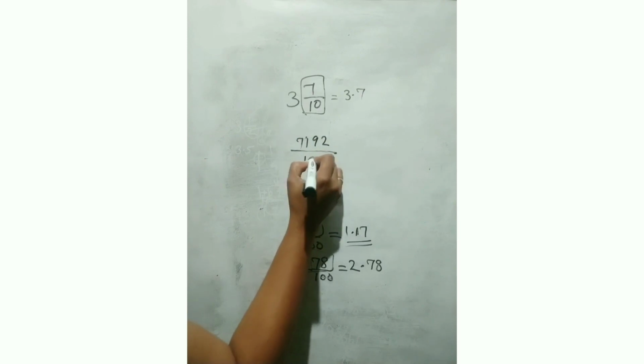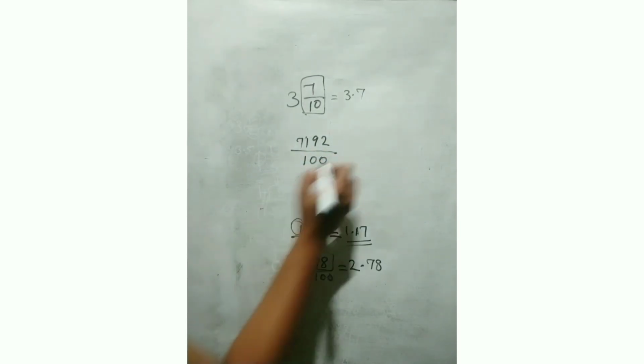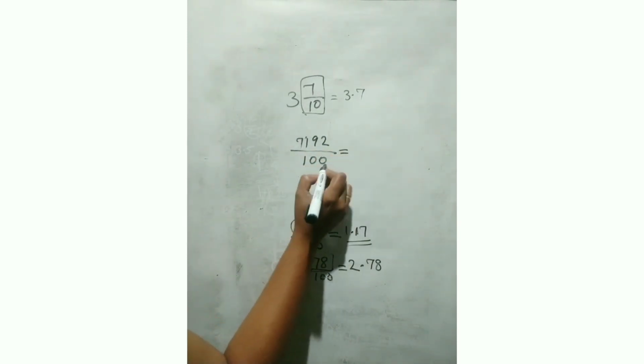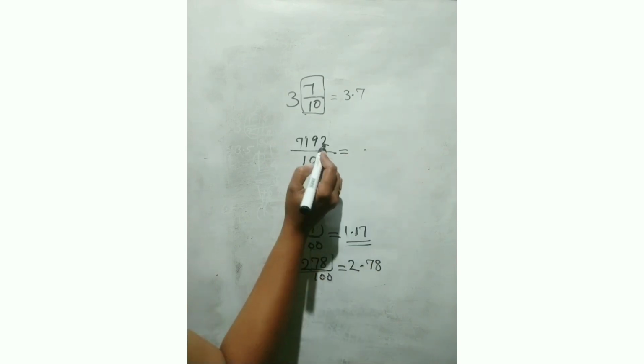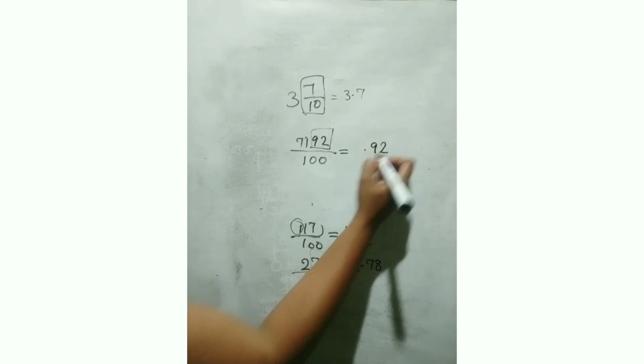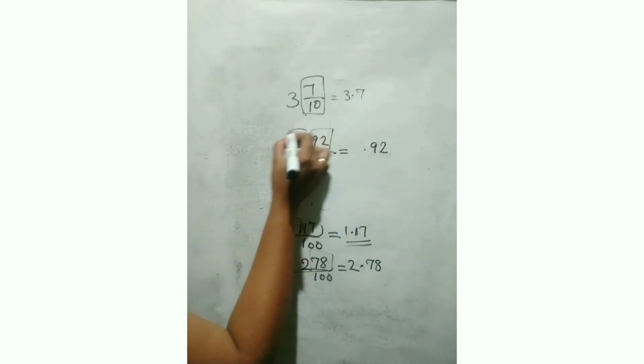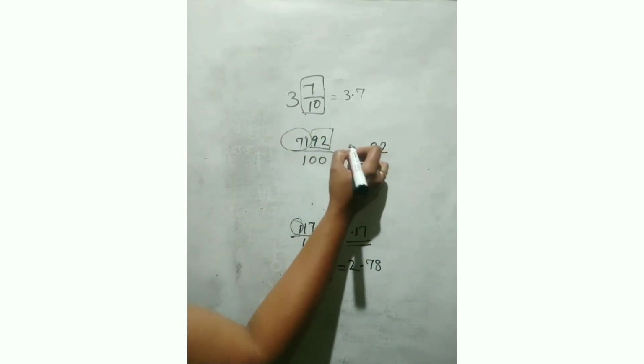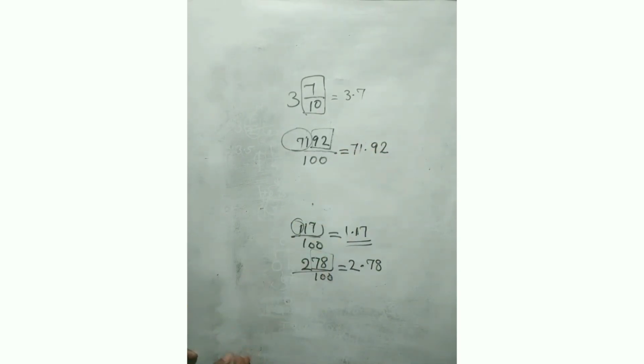Okay. Then 7,192 on 100. How can we write? 2 zeros are there. We can take last two numbers and write it here after the decimal point. Then remaining these numbers 71 we have to write before the decimal point.